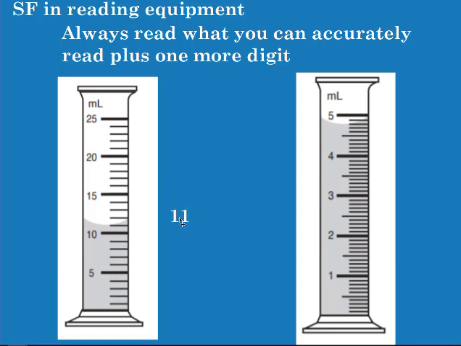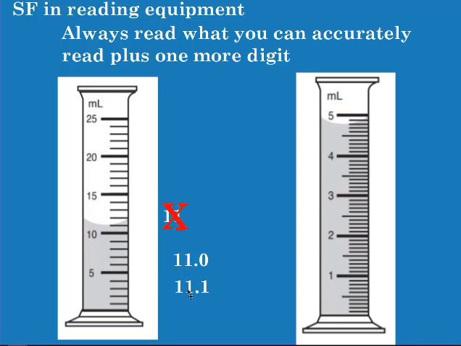So if I had said that the volume is right at 11, that tells me that I guessed on the 1. But I didn't guess on the 1. I know it's 11. So I have to add 1 more digit to that and say, well, I think it's 11.0. I know for sure it's 11. I'm guessing that it's 0.0. Or maybe I think it's 11.1. Both of these are acceptable answers because the last digit is the digit of uncertainty.